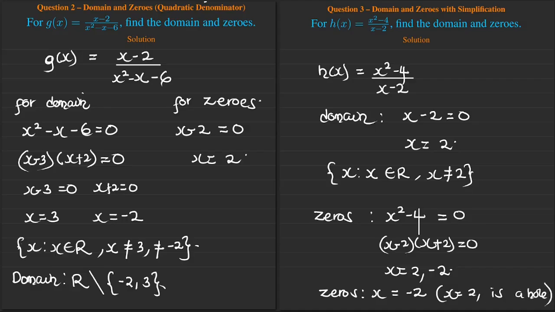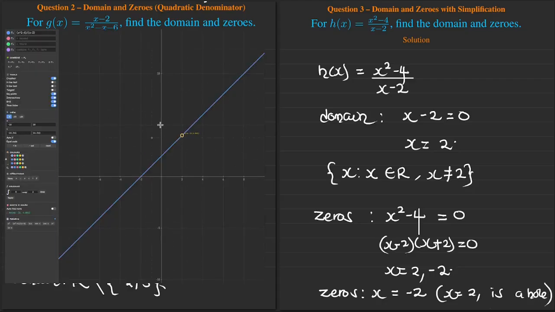Now, what do we mean by a hole? Let's quickly go to the graph so that I'll demonstrate to you. Graphically, this is the representation of x squared minus 4 all over x minus 2. It actually looks like a straight line. Why? Because if we rewrite this, we have x minus 2 and x plus 2 all over x minus 2, and cancelling out, we have x plus 2 only. That is why the graph looks like a straight line.